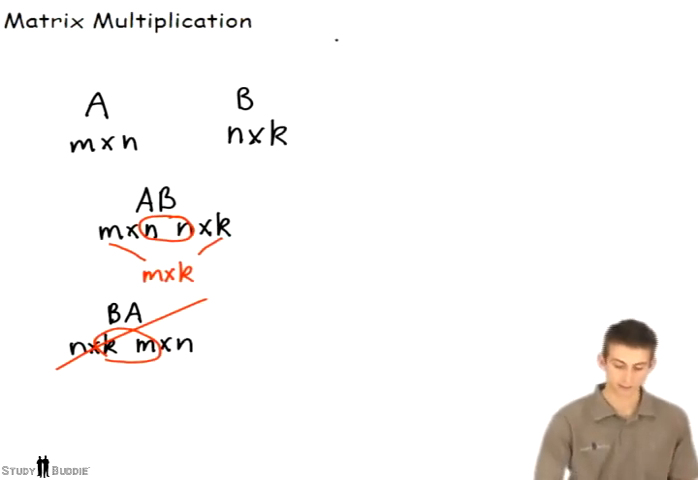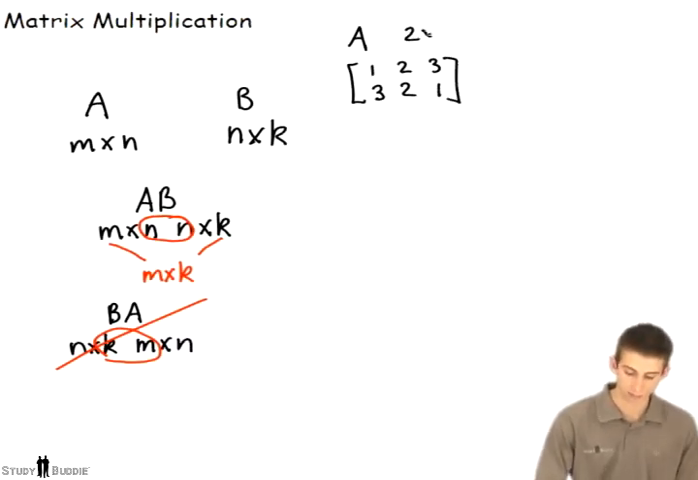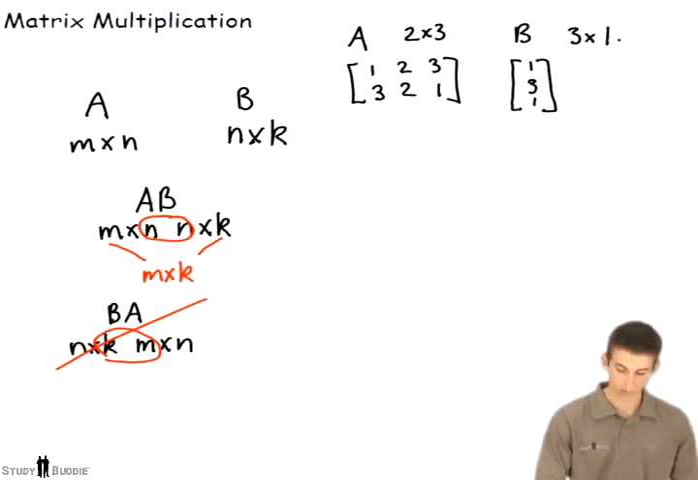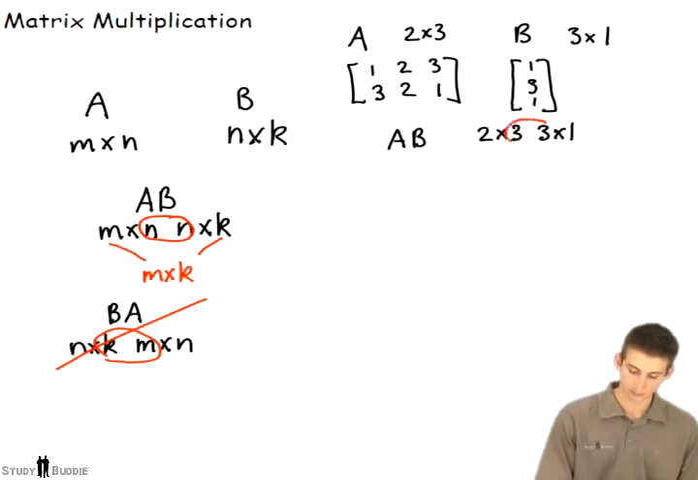So to multiply matrices, let's say we had a matrix A, which is 1, 2, 3, 3, 2, 1. And we can see it's got 2 rows and 3 columns, so it's 2 by 3. And if we have another matrix B, which is 1, 3, 1, so here we've got 3 rows and 1 column, we can multiply A times B, because if we look at the dimensions, 2 by 3, 3 by 1, we've got the same inner dimension, and our resultant is going to be a 2 by 1 matrix.